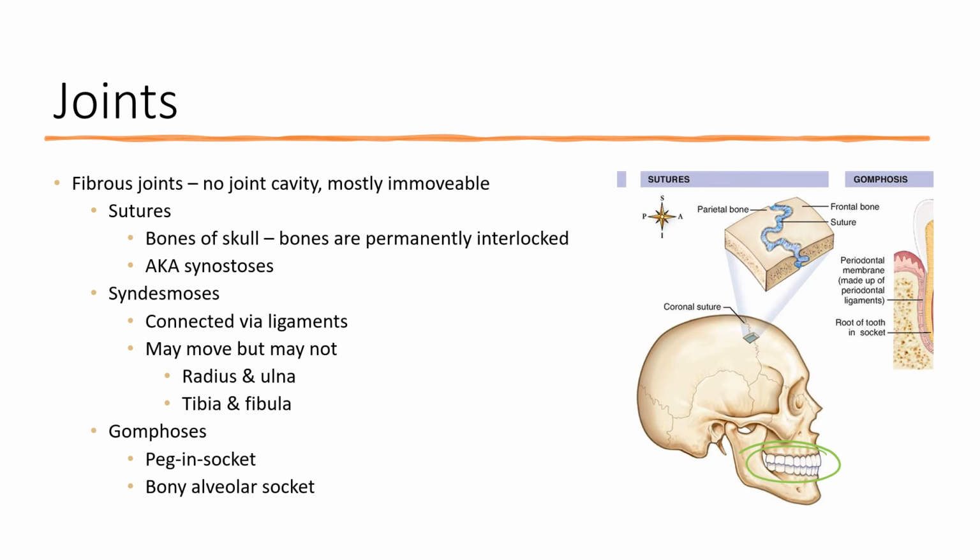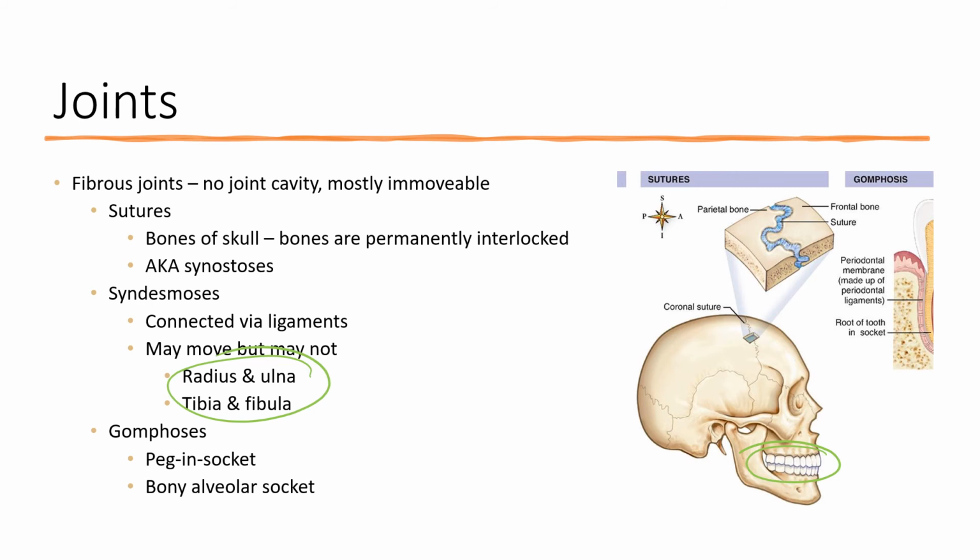Syndesmoses are connected via ligaments. So your radius and your ulna, you have that interosseous membrane. The interaction between your radius and your ulna is a syndesmotic joint. Your radius with your carpals, or your ulna with your humerus, those are different. But your radius with your ulna is a syndesmotic joint that moves. Tibia and fibula, same thing, only they're locked into place. They don't move around each other.